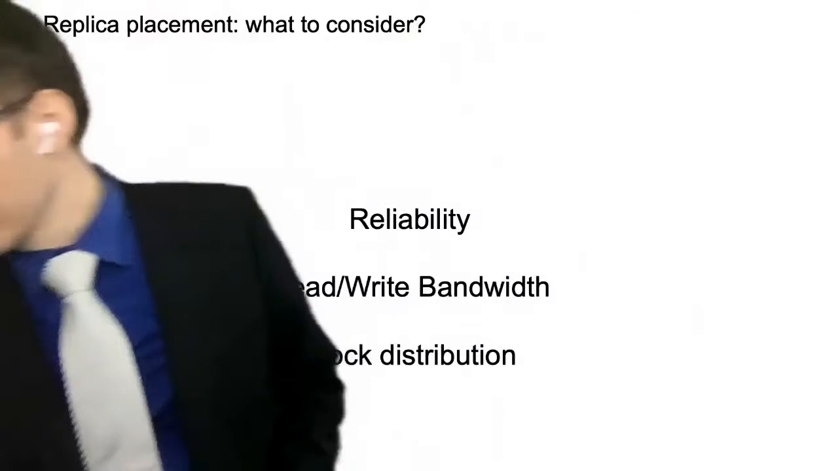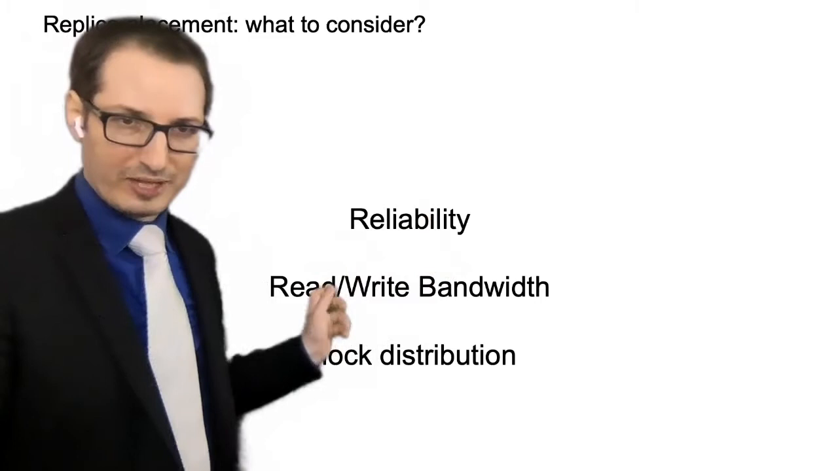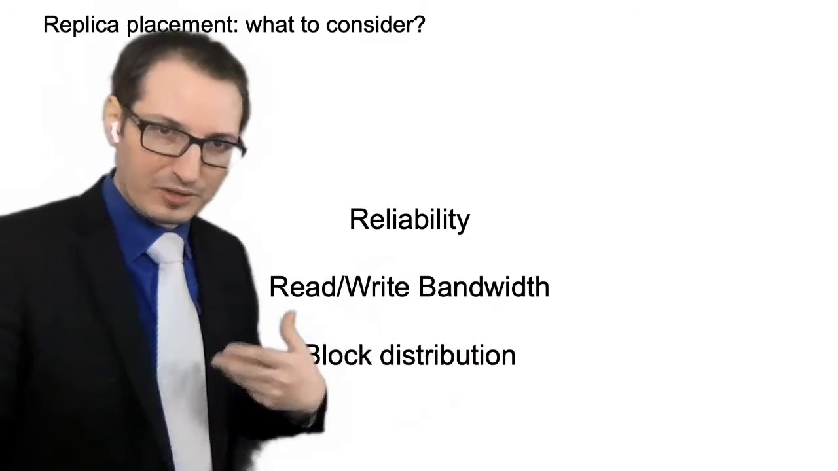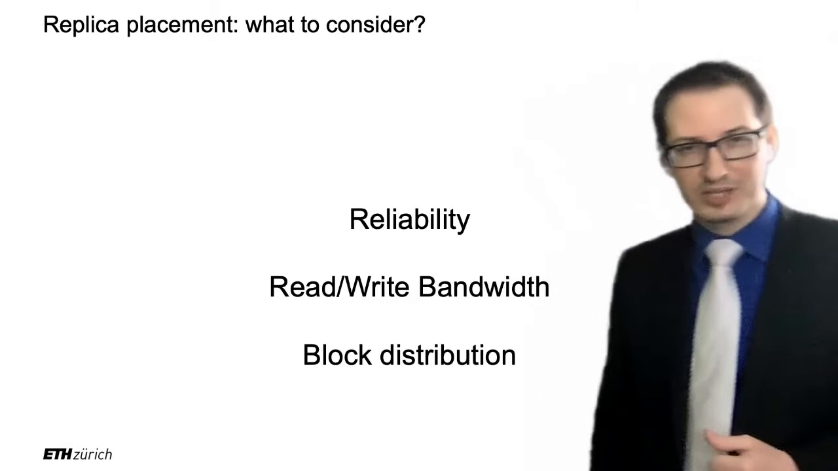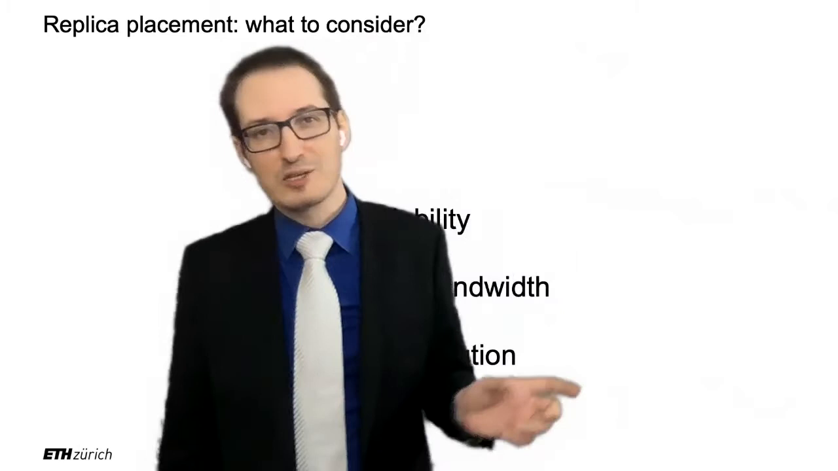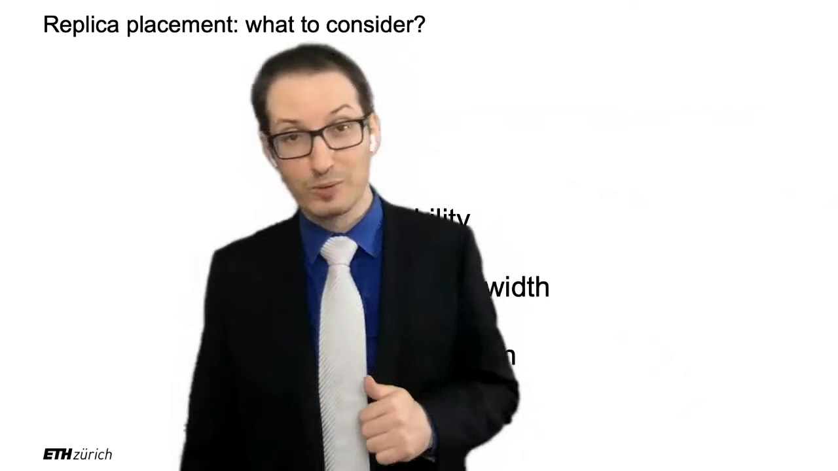There's the reliability of the network. There's the read-write bandwidth, so the speed at which you get the data and write the data on the network, and the distribution of the blocks, right? So if you concentrate them too much and there is a crash in a rack or in a node, then you might lose them, right? So for example, it's probably a bad idea to put two replicas of the same block in the same node, right? Because if that node crashes, then you lose two. Right? So that's already a first thing. So they should be on separate nodes.